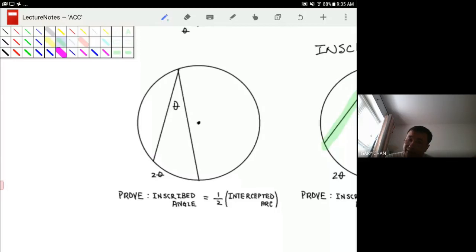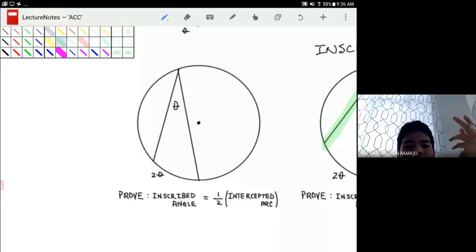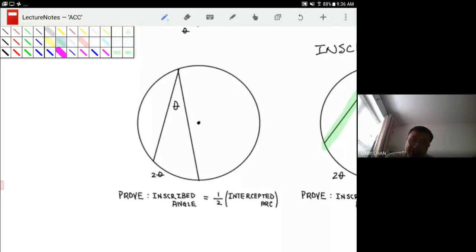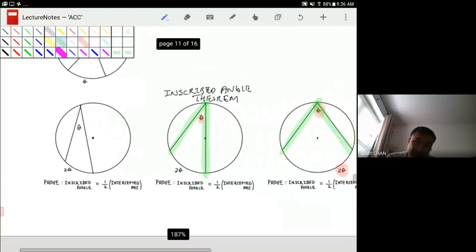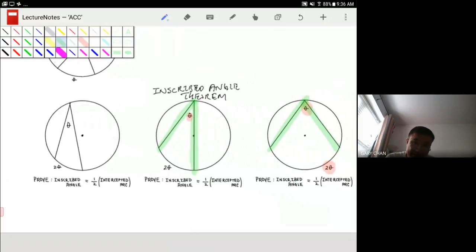This last one here is slightly more challenging, okay, but the approach is all the same. You will need to draw other lines and make other connections, but the idea is very, very similar, and it is still part of, Michael, what's the name of this theorem again? Inscribed angle theorem. That's right. It is still all part of the inscribed angle theorem. The inscribed angle theorem has 3 parts to it. These are the 3 parts.